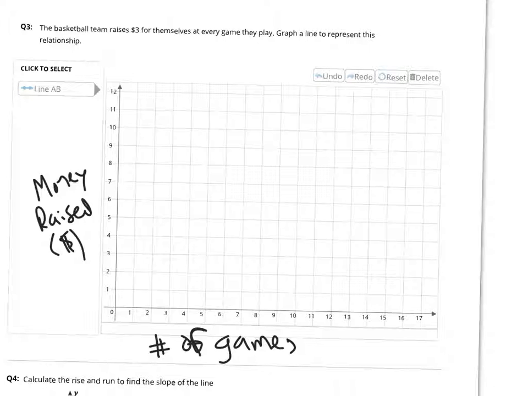Okay, so we could just do a couple of things here very simply. We could say 1 game they would raise $3, 2 games they would raise $6. Okay, now any old 2 points would give you a line. The thing that's going to make it for sure is if we get a third point to line up with that. So 3 games would be $9. And then we can see that those look like they're going to line up with each other. So we can just draw a line kind of going through those points there. Maybe off by a little bit, but put an arrow on the end, and we should be good.